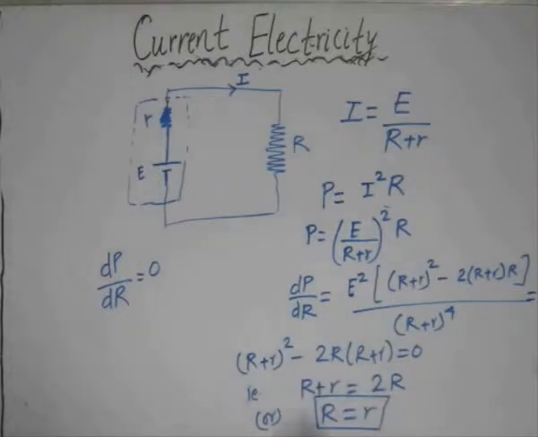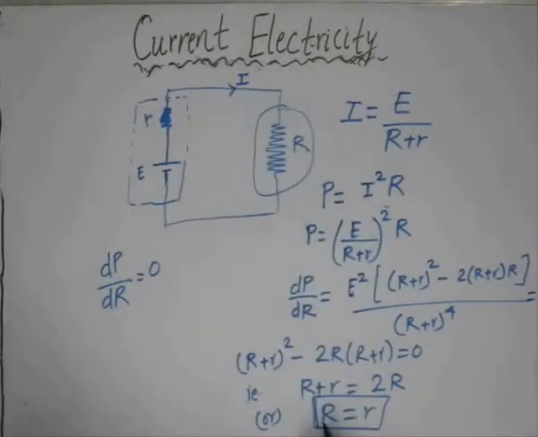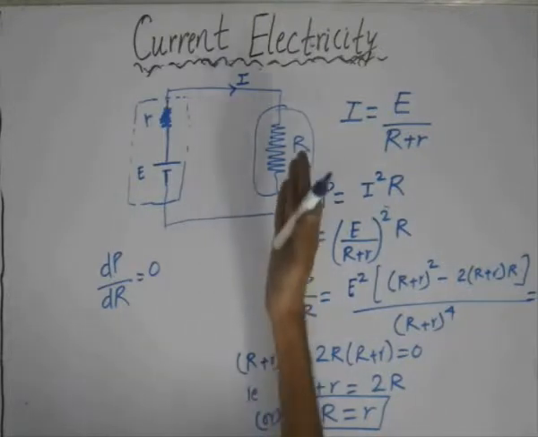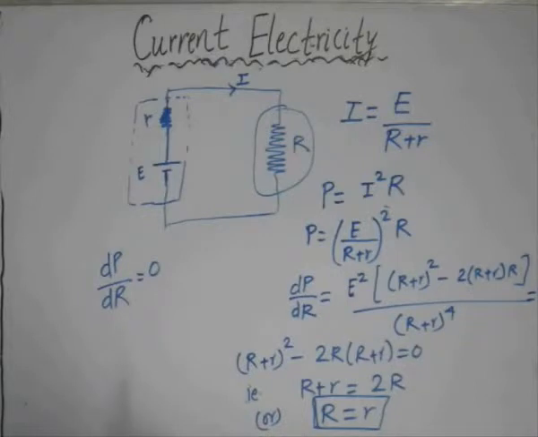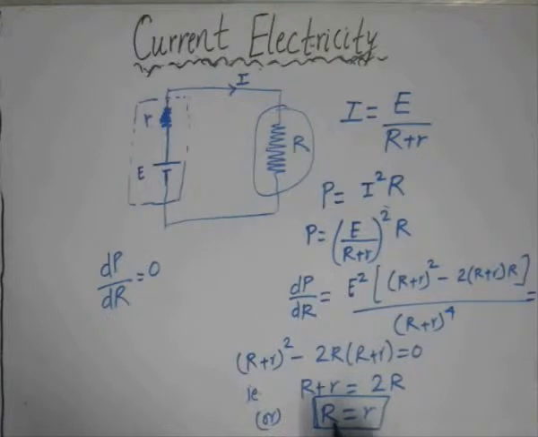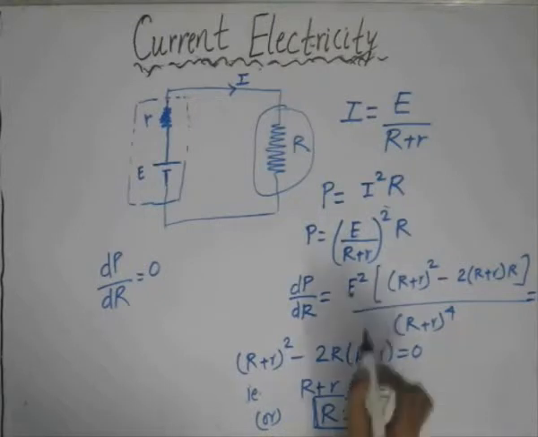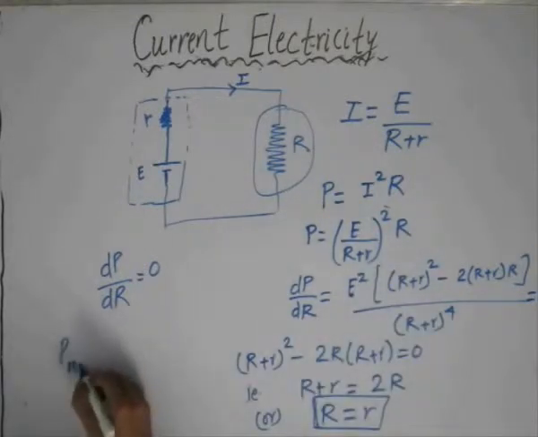This is a very important result, which tells us that in order to obtain the maximum power to the load resistance R, the value of the external resistance R must be equal to the value of the internal resistance. So we can obtain the maximum power when the value of the load resistance is equal to the value of the internal resistance. And what would be that maximum value? If we want to find the value of that maximum power, we can substitute the value of small r as capital R in this equation.